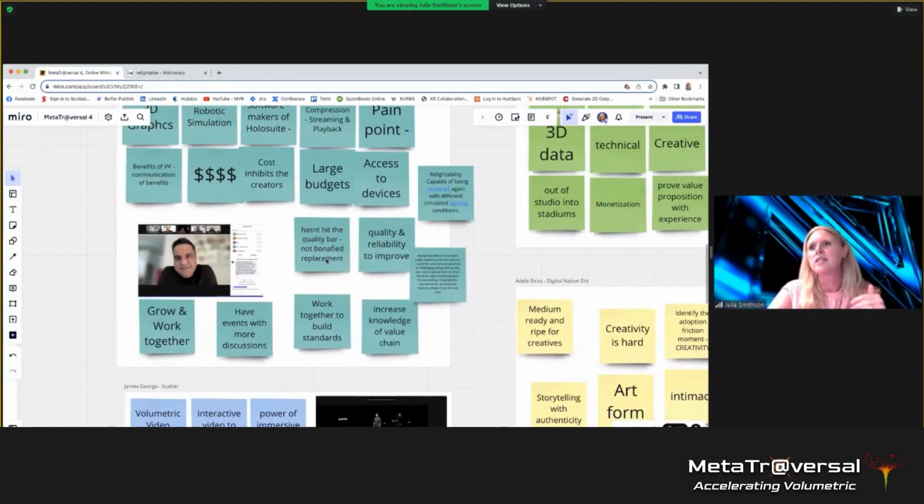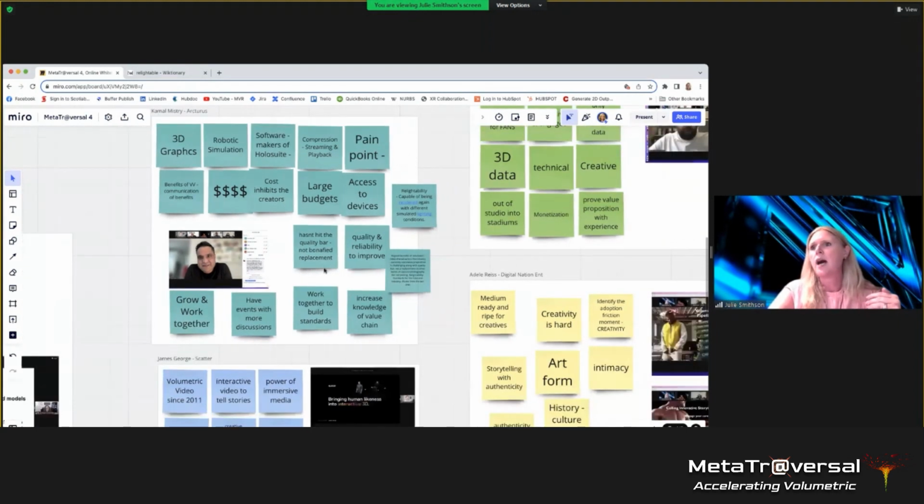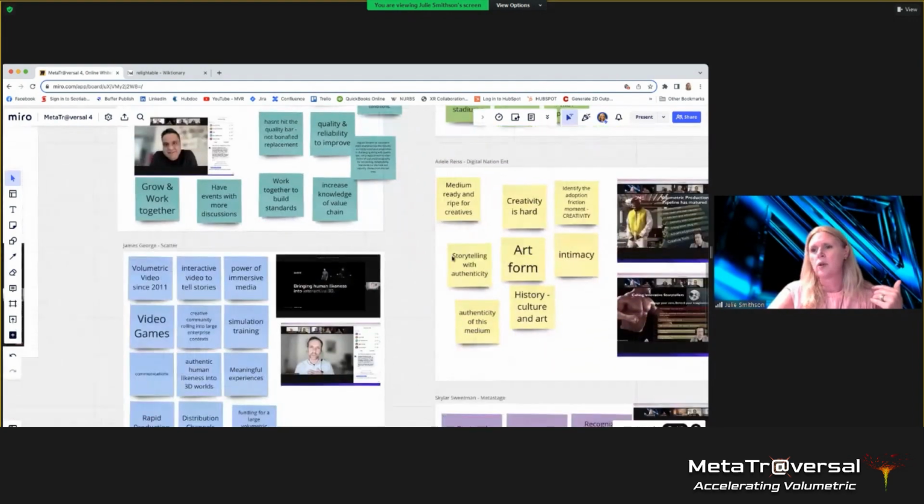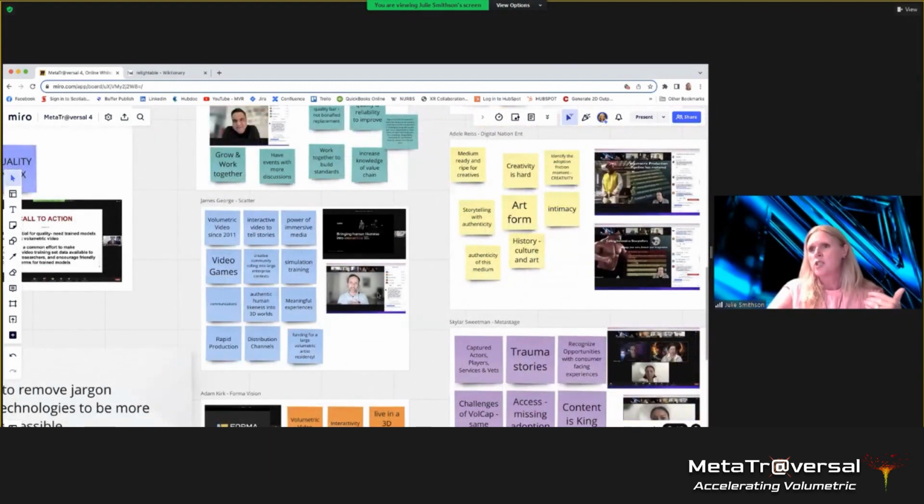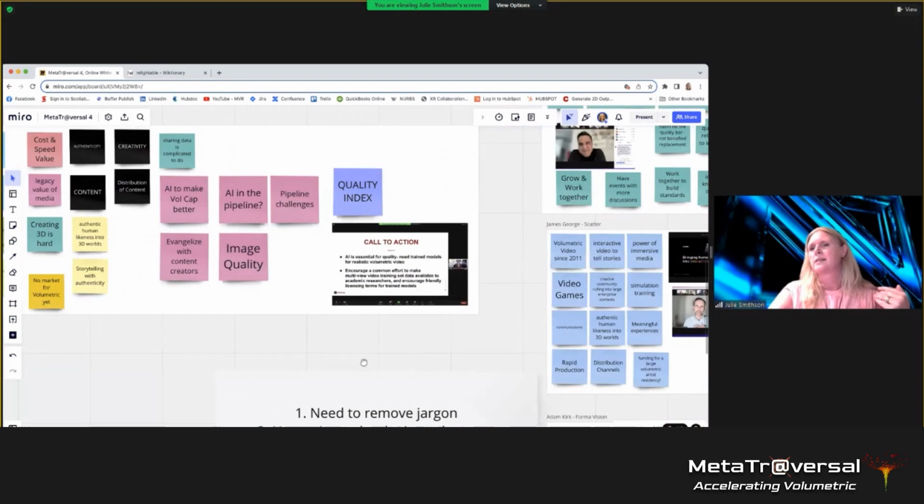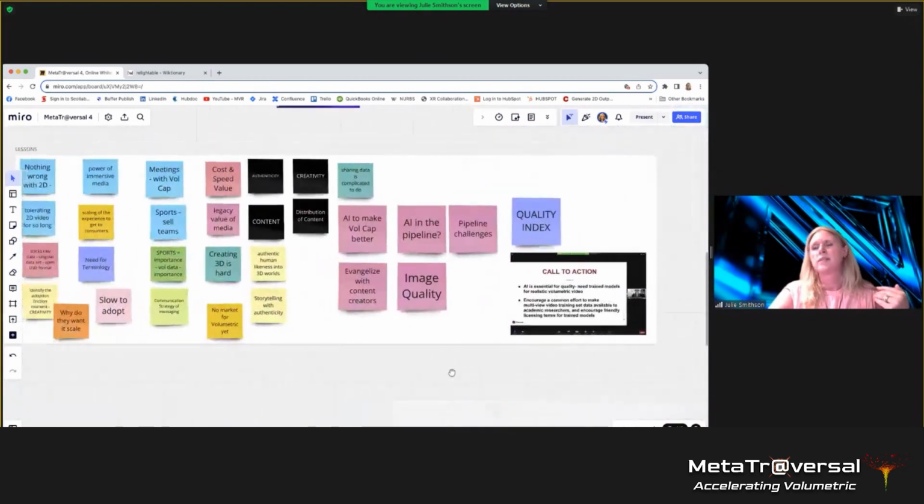There was a lot of discussion around the quality bar, and when I get into the finals, having a quality index I think is really important for this industry so that we can start to set expectations for the clients. Everybody wants to work together. So we definitely need to set up some kind of infrastructure to make that happen. Maybe I'll just go right to my lessons, because I know there was such great stuff.